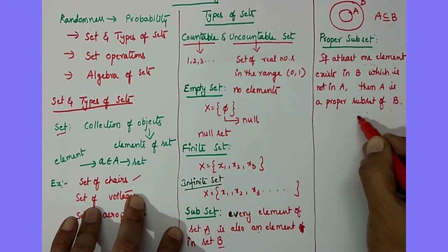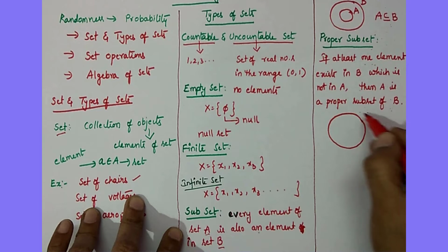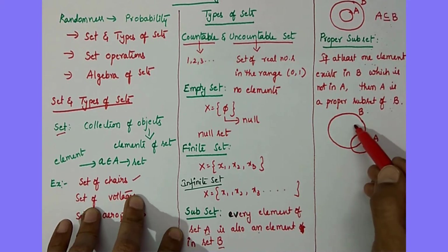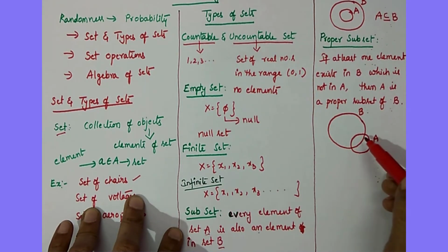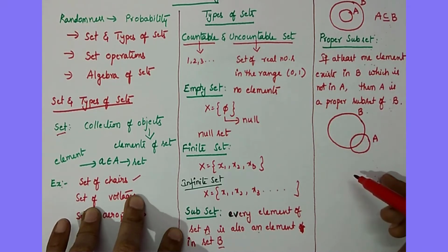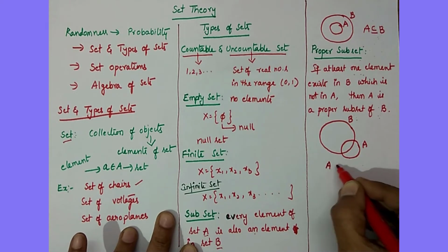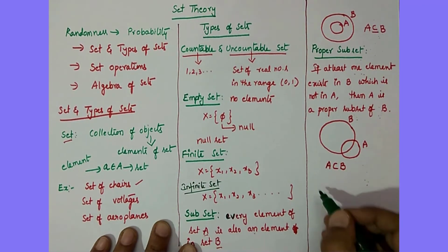I'll represent it with a Venn diagram. Suppose take it as set B and it as set A. We have elements. Here this is totally your B and this is totally your A. You have elements in B which are not in A. So now A is said to be a proper subset of B. Proper subset is represented like this.